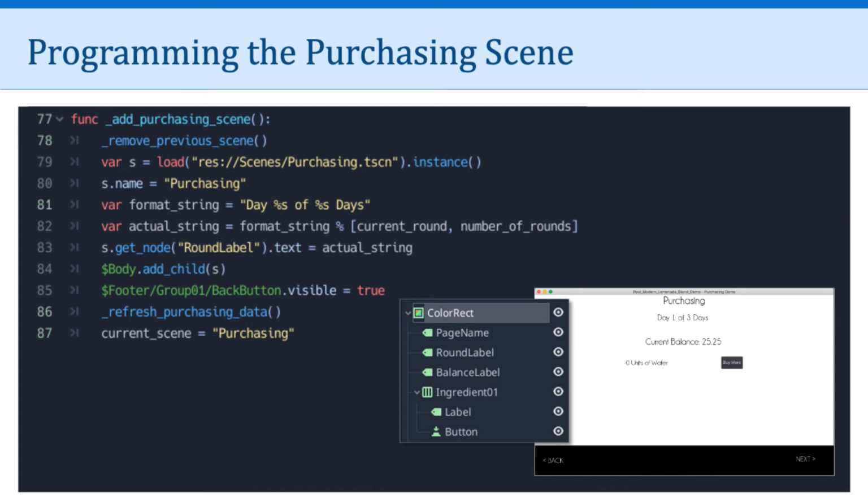And then, of course, I'm adding that as a child to body. I'm making the back button visible. And then I'm calling a custom function, refresh the purchasing data. So let's take a look at what that function actually does.